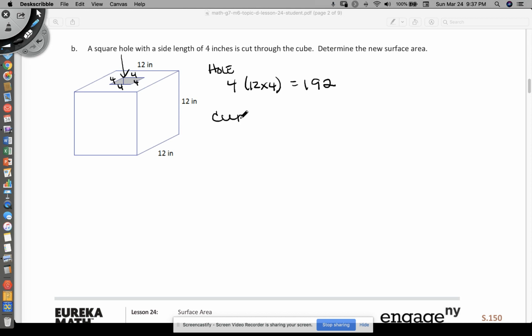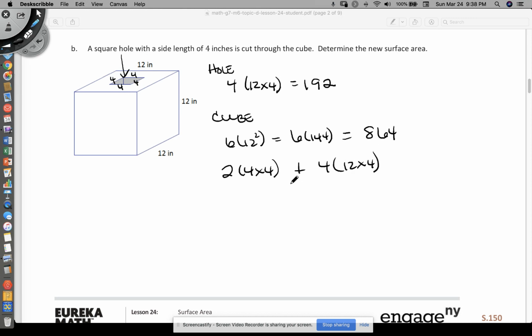Now let's do the cube. Now if we did up above, we did the cube as 6 times 12 squared, which we got was 6 times 144. Okay, but now we're also going to take that answer we got up above of 864, and we're going to subtract out this whole section. So we have 2 4x4s plus 4 12x4s. Okay, 2 4x4s gives us 32, and this gives us 192.